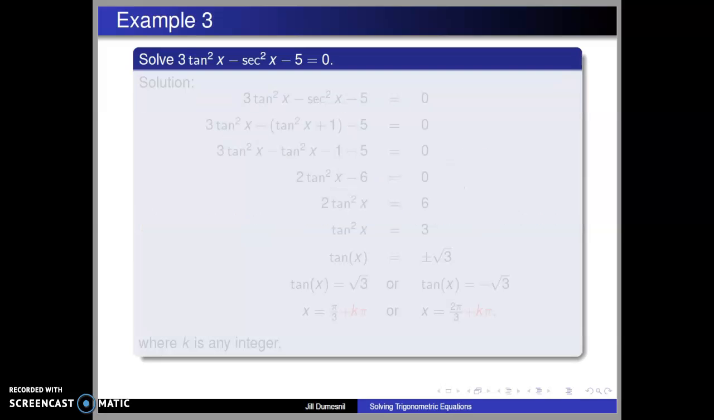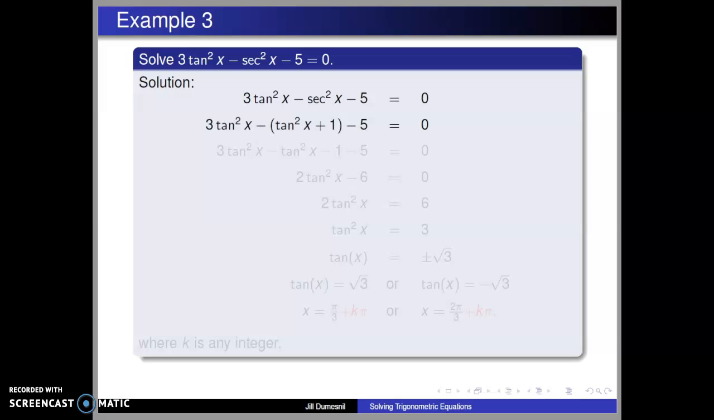Now let's consider some examples involving more than one trig function. Let's solve the equation 3 tangent squared x minus secant squared x minus 5 equals 0. The equation has quadratic terms in both tangent and secant. When we had quadratic equations in only one trig function, we were able to factor the quadratic.